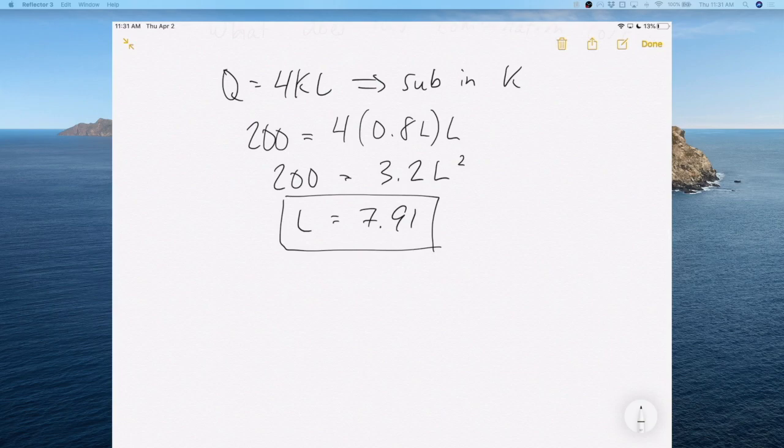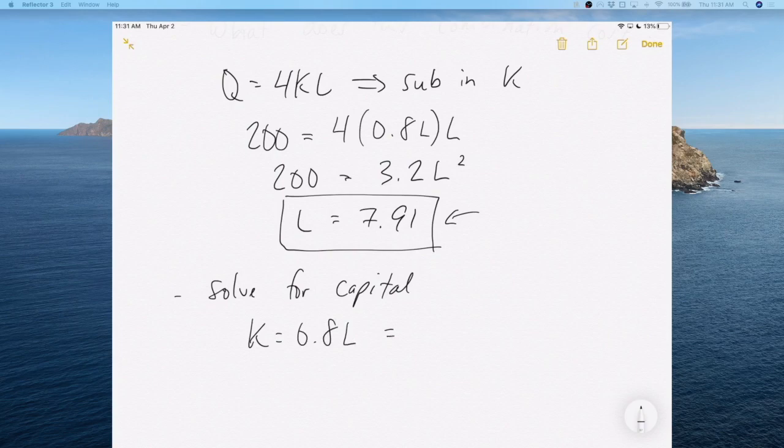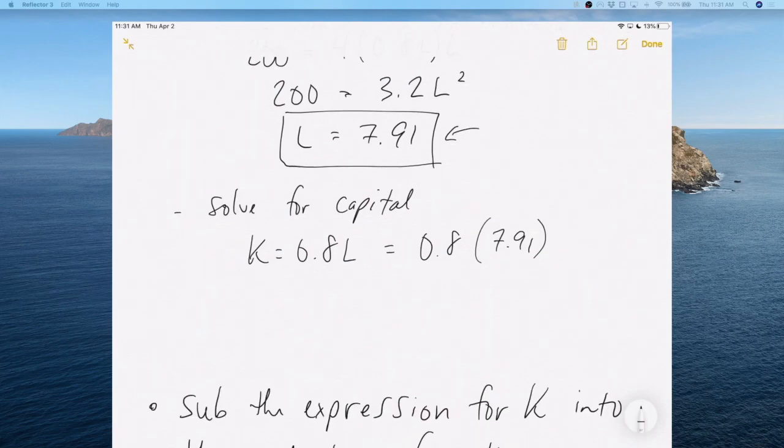This part's easy. We are just going to solve for capital by substituting in our 7.91 into our K equals 0.8L equation, which means K equals 0.8 times 7.91. Again, pull out your calculator. K should come out to 6.33.